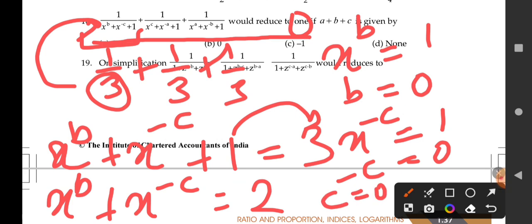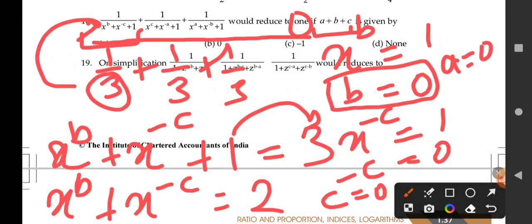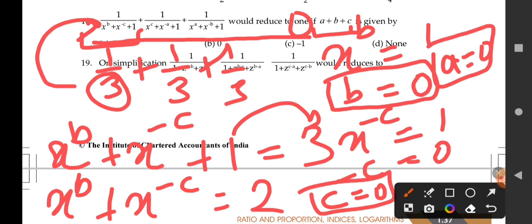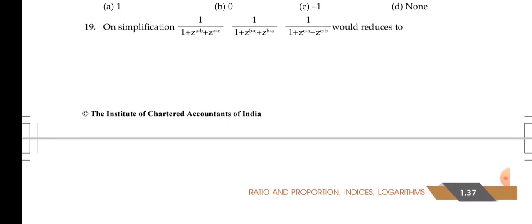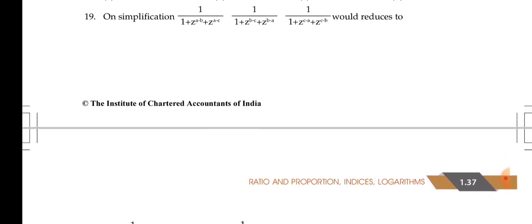Similarly, the second term and the third term, and what do we have in the question? a plus b plus c. So we have a equal to 0, b equal to 0 and c equal to 0 again. The total also becomes 0. Option number B. I hope you understood. It is a very easy question. You have to just pay attention to what is given and then simplify.